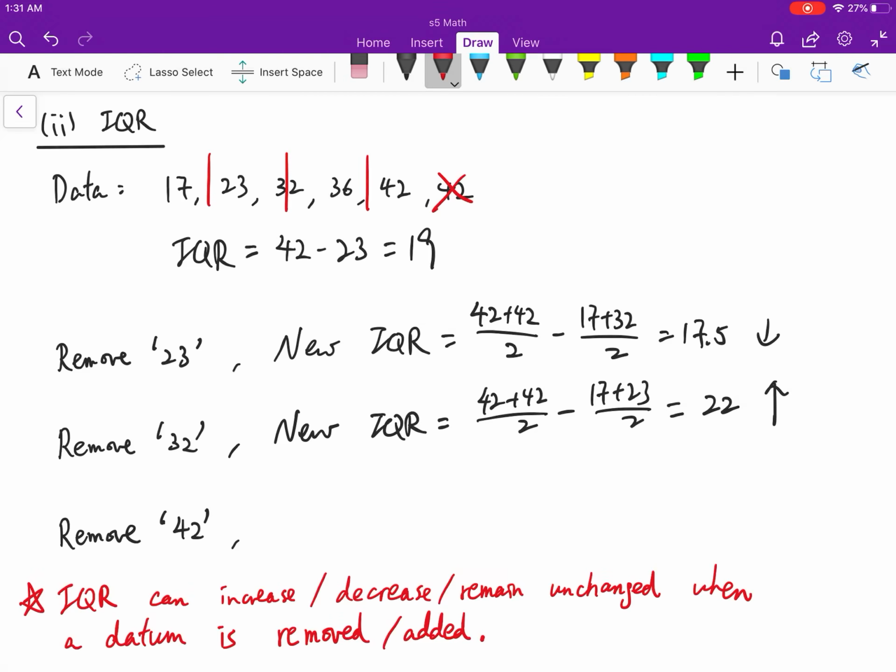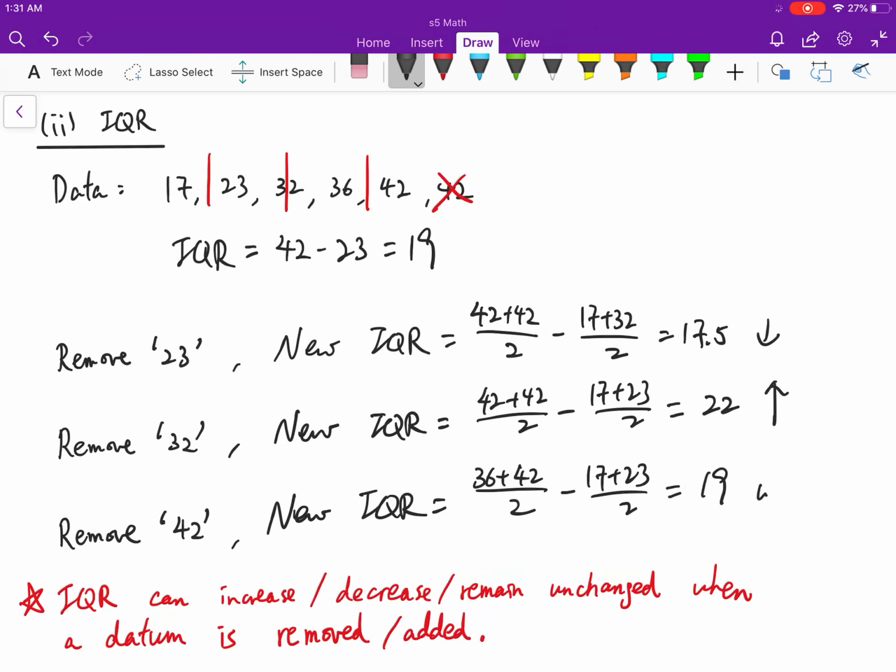If one of the 42 is removed, now let's say this one, then we get this. Okay, 32, cut it, and then Q1, Q2, Q3. So the new IQR is equal to (36 plus 42) over 2 minus (17 plus 23) over 2. And then in this case, we get 19, which is unchanged compared with the original one.